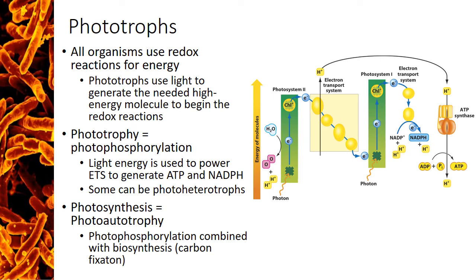All organisms use redox reactions in their catabolic metabolism. The main difference between a phototroph and a chemotroph is that chemotrophs use electron sources that already contain high energy electrons, which means those molecules are able to pass the electrons off to another molecule and release energy in the process. In phototrophs, however, the electron source contains low energy electrons. They're unable to be transferred.